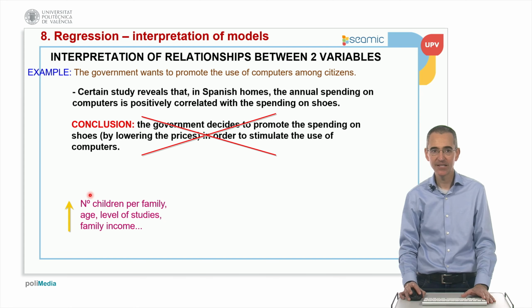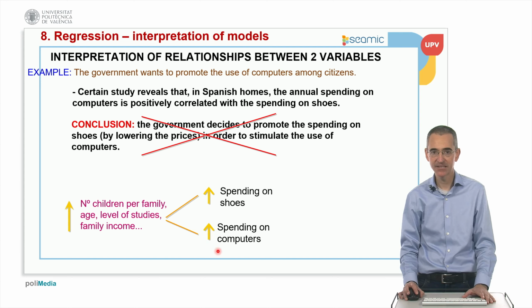Well, so if when the number of children in a family increases, and also if those members of the family have a higher age or family members with a higher level of studies or higher family income, then that produces a higher spending on shoes, and also is positively correlated with a higher spending on computers. Okay, so that explains the observed positive correlation between both variables. But there is not a cause-effect relationship.